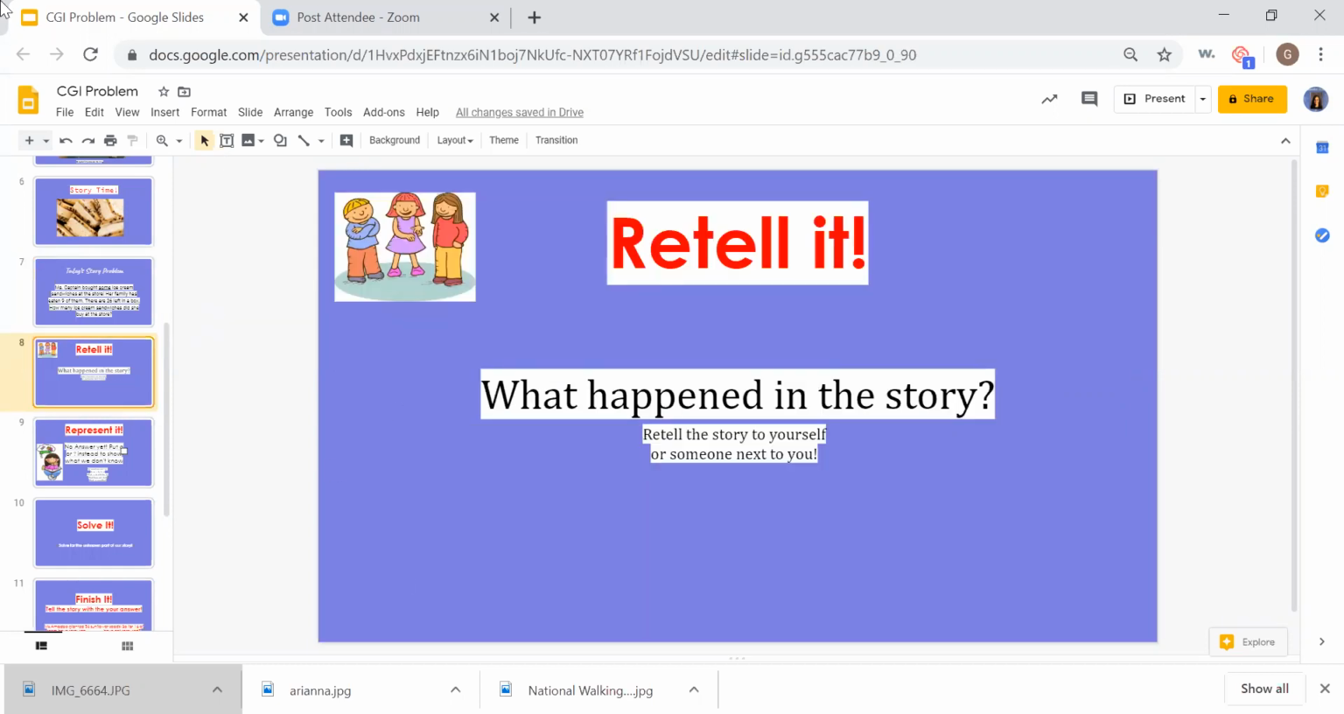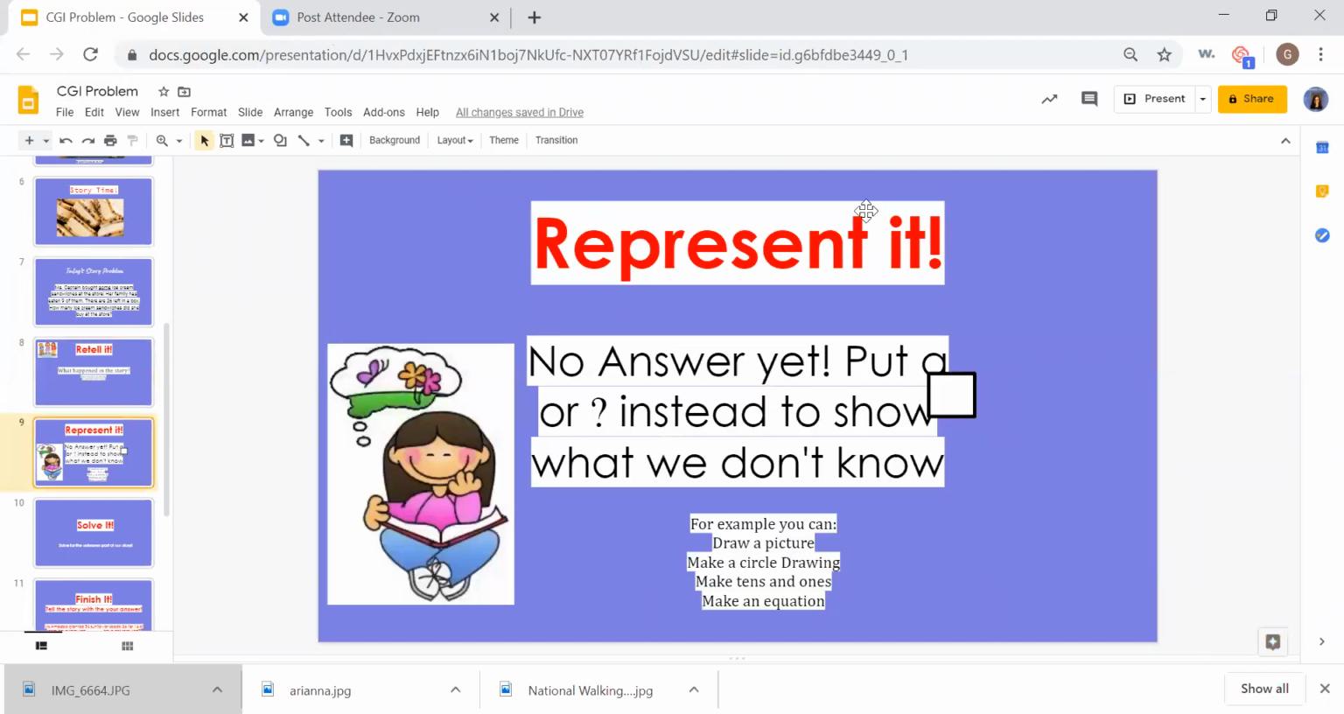All right, so we retold it. Now we're going to represent it. So remember, we're not going to put any answers yet. Where the answer might go, like if you made an equation, you would put a question mark or a box as to what we don't know. Okay, you can draw a picture, you can make a circle drawing, you can do tens and ones, make an equation, a math mountain. You could use Cheerios, you could use different objects. Just make sure today that you are labeling your picture. All right, so go ahead and stop the recording, stop the video as you represent it.